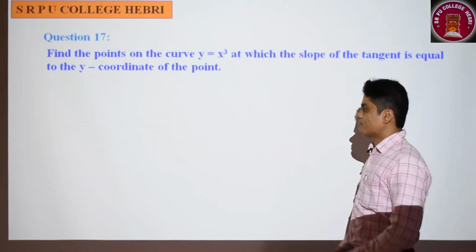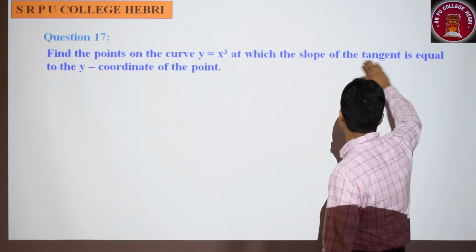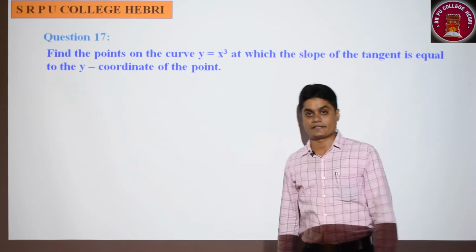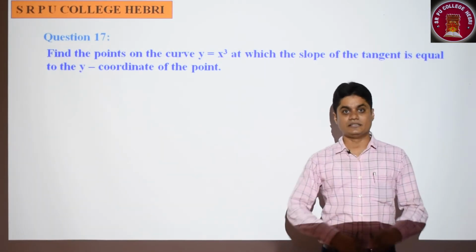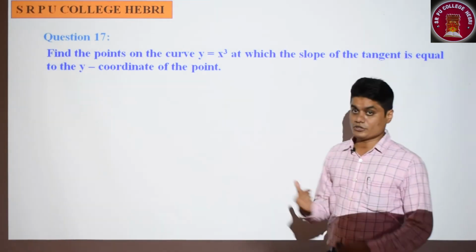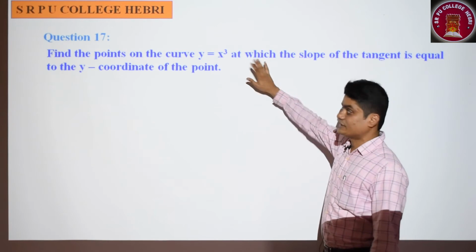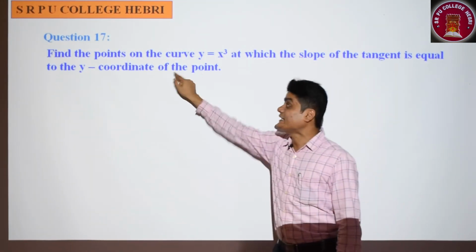Find the points on the curve y is equal to x cube at which the slope of the tangent is equal to the y coordinate of the point. This is also one new type of question which up to now we didn't get in this exercise. It's a different question. Observe carefully. Read the question again: we have to find the points on the curve at which the slope of the tangent is equal to the y coordinate of the point.